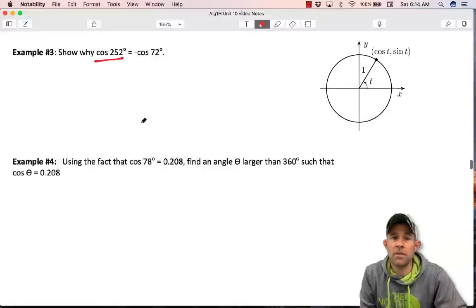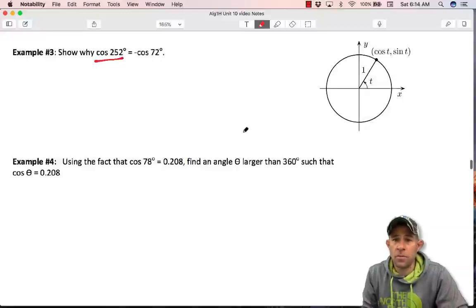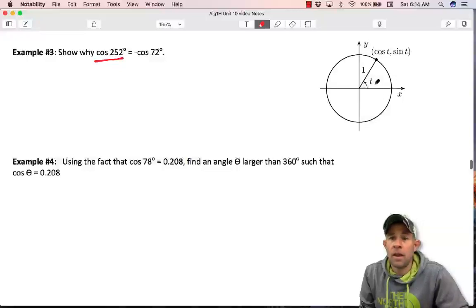All right, now in example 3 it says to show why the cosine of 252 is equal to the negative cosine of 72. So take a look at your unit circle here, and this one's not provided in your notes, so go ahead and take a second to scratch that out. And keep in mind that this x-coordinate here is the cosine of theta, and my y-coordinate is the sine of theta.